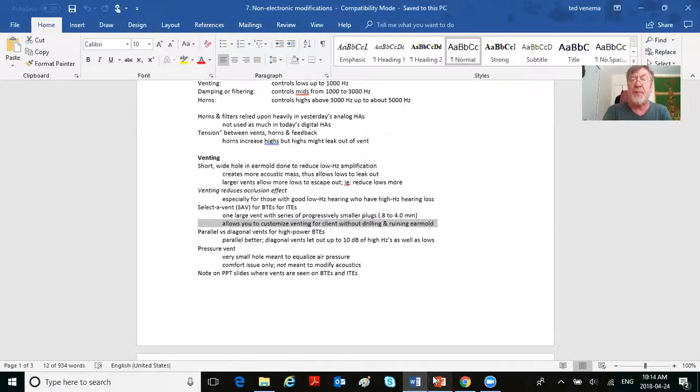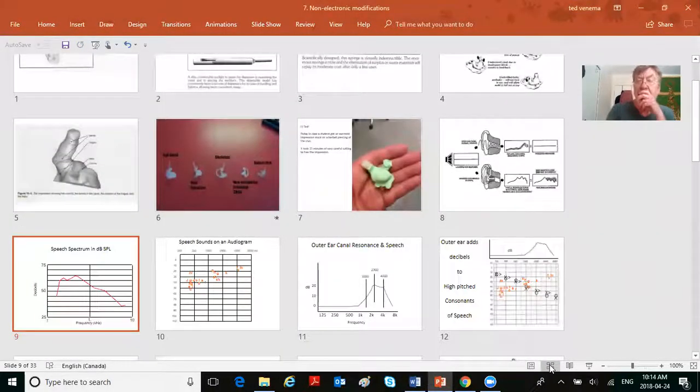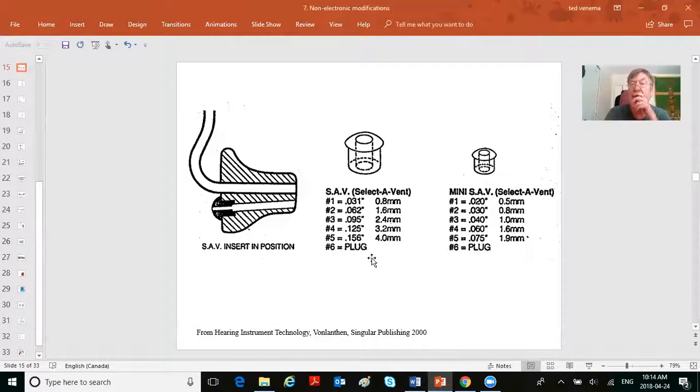So let's see if we've got a picture of that as well in your notes, or in your PowerPoints, I should say. So let's move on down here. And here's a picture of selective vent. Okay, SAV. So here you're looking at the tubing going into the ear mold, and then you're looking at the vent, and you're looking at the plug.